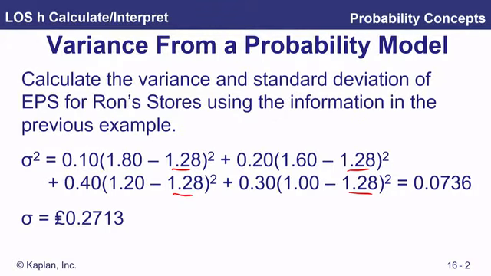Well, the units of variance are conceptually more difficult to get a grip on than standard deviation. But you can see if we take the square root of this, we get right back to pounds. So our standard deviation, the square root of 0.0736, is 0.2713 pounds. So that's our standard deviation of the distribution based on this probability model and those squared deviations from the mean.